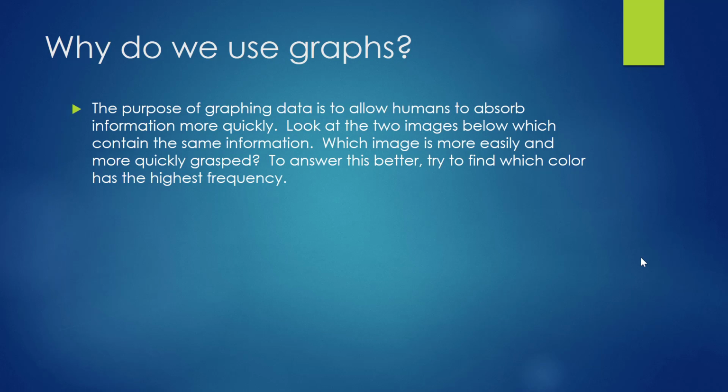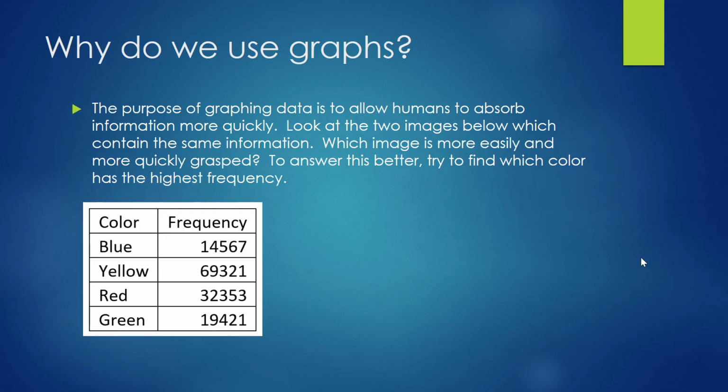Look at the two images below, which contain the same information. Which image is more easily and more quickly grasped? To answer this better, try to find which color has the highest frequency. First, let's look at the table. It might have taken you a minute, but eventually you probably realize that the color yellow has the highest frequency.